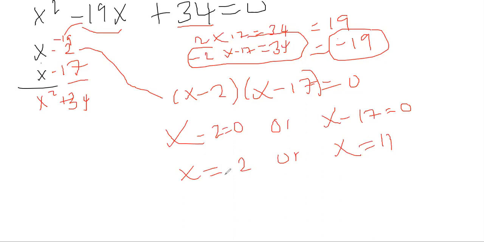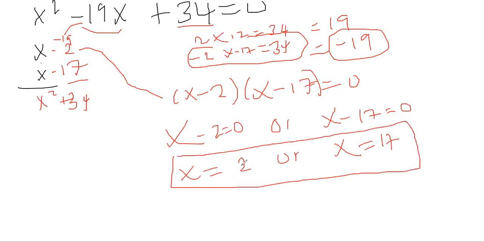So we solved this. This is where we break even. When we produce 2 coffee makers, we will not make a profit, but we will also not make a loss. So x equals 2 and x equals 17 are our break-even points, the break-even quantity of coffee makers.